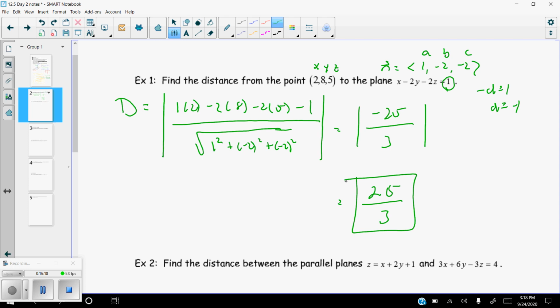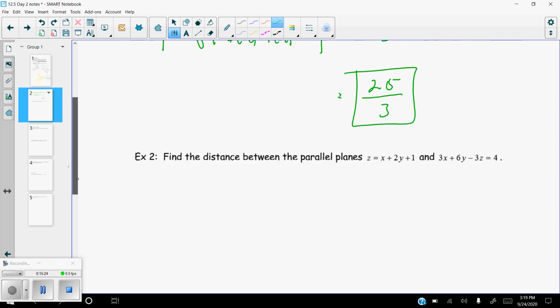All right, let's go ahead and do the distance between two parallel planes, and then I think we'll probably come back with a second video and finish this off.